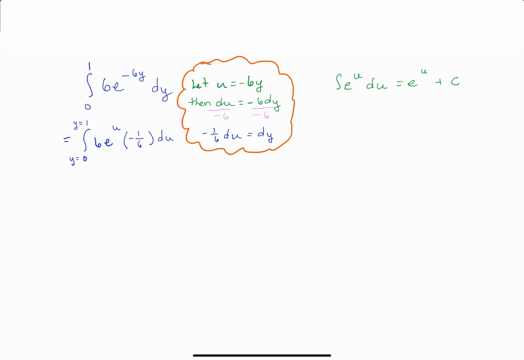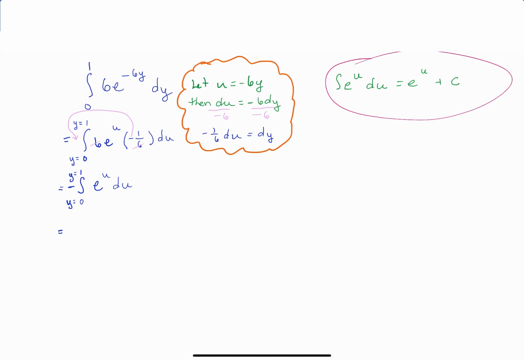Let's clean up our integrand. I can cancel the 6's, and I can also bring that minus sign out front. Remember, you can always bring constant coefficients out front. So now I have the integral from 0 to 1 of these y values. Oh, and there's a minus out front. And inside the integrand, all I have is e to the u du. Now we can use our formula.